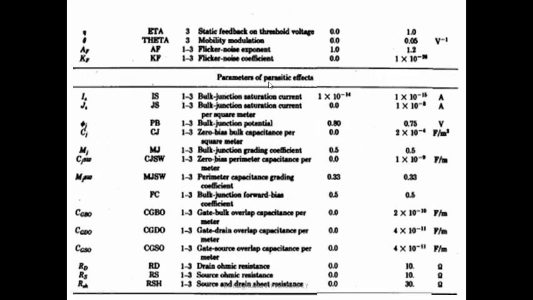Besides these, you also have the parameters for the parasitic effects like IS, which stands for the bulk junction saturation current. JS stands for the bulk junction saturation current per square meter. And similarly you have these other values like the gate bulk overlap capacitance per meter, designated by CGBO, CGDO, the gate drain overlap capacitance per meter, and CGSO, the gate source overlap capacitance per meter.